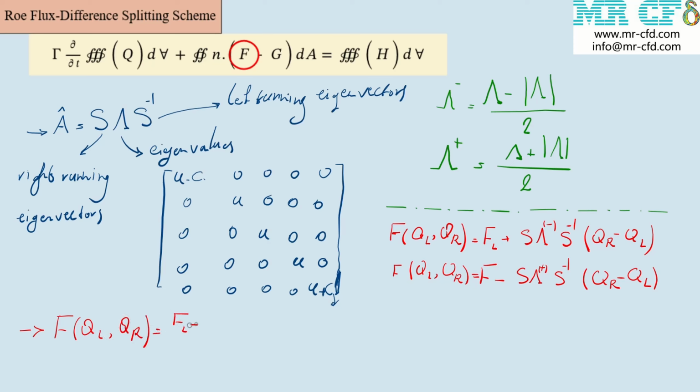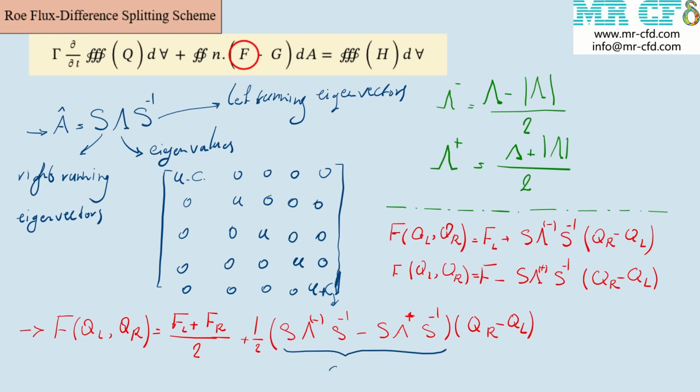By averaging these two expressions for flux at the interface, we obtain F is equal to the average of F at the right and left cells plus S lambda negative S minus 1 minus S lambda positive S minus 1 multiplied by Q right minus Q left. This parenthesis can simplify to this form. And by replacing lambda negative and lambda positive, it will result in S absolute of matrix lambda S minus 1.